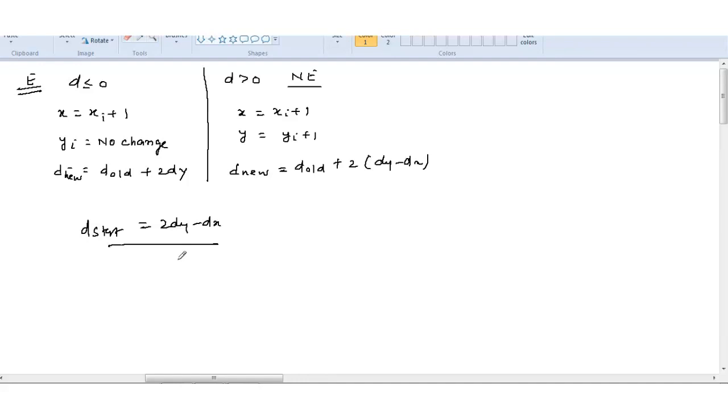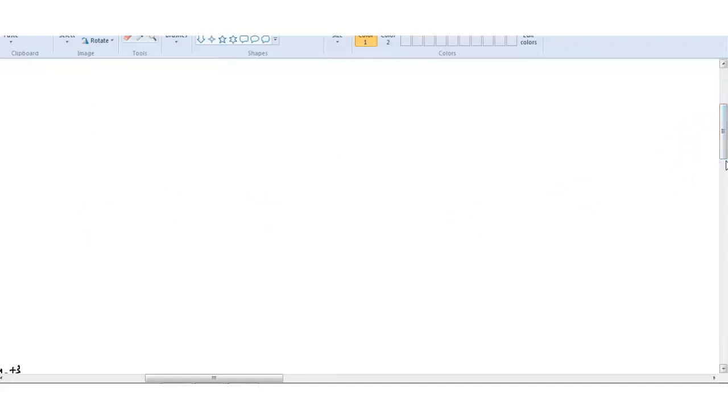Bresenham's line drawing algorithm, the midpoint algorithm. So let's consider an example here. Consider the given.